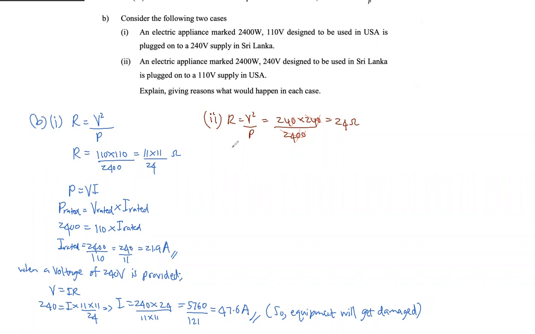And when you put power equal to VI, Azan will just continue, right?